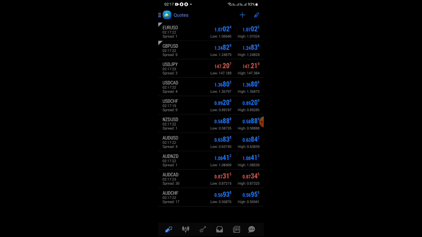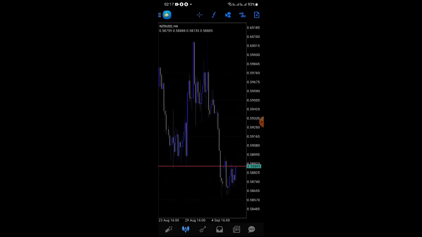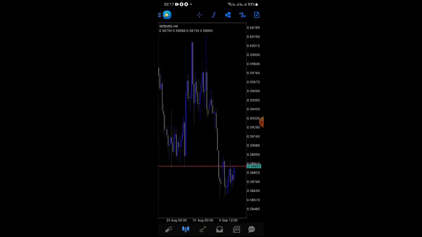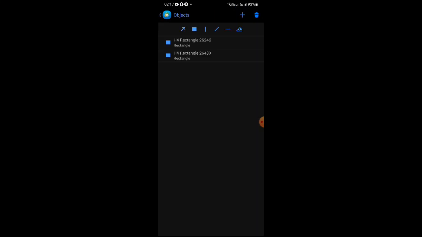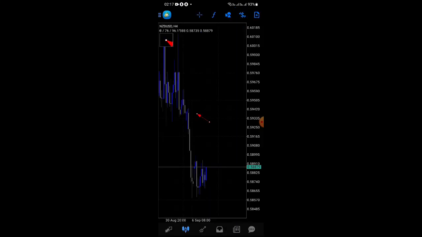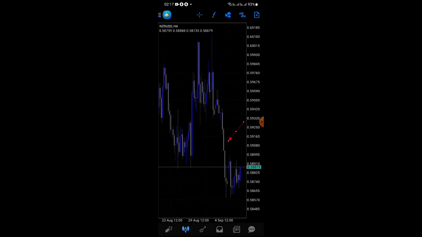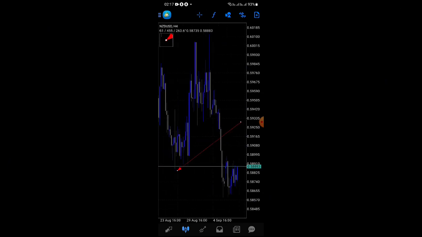And then we are going to go to NZD-USD. As you can see on NZD-USD, we have the very same thing. We have our own order block over here, we have our own imbalance over here, and we have our own break of structure right over here, where the market is now coming back to our order block. So I'm going to highlight my order block right over here.